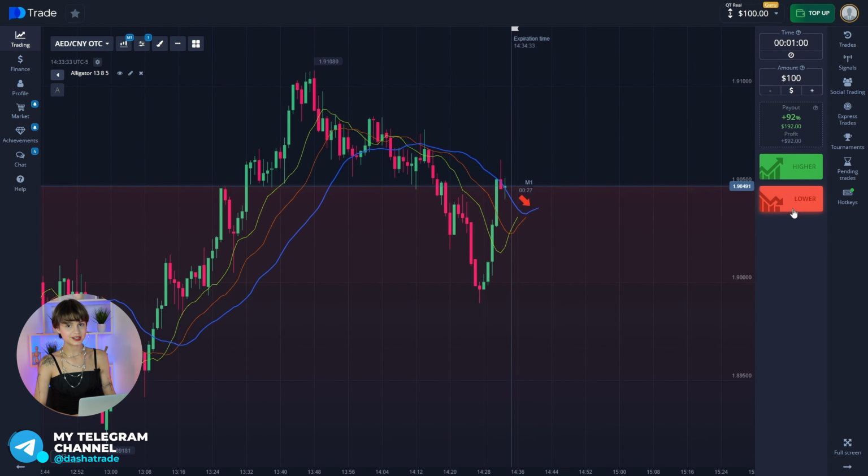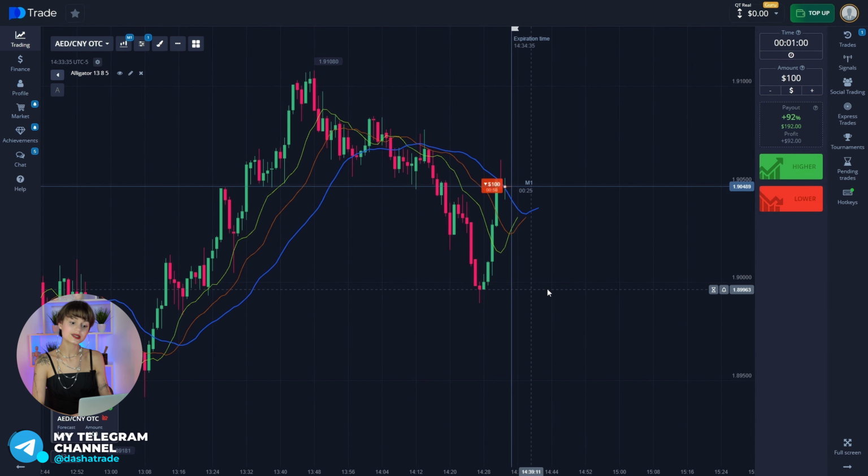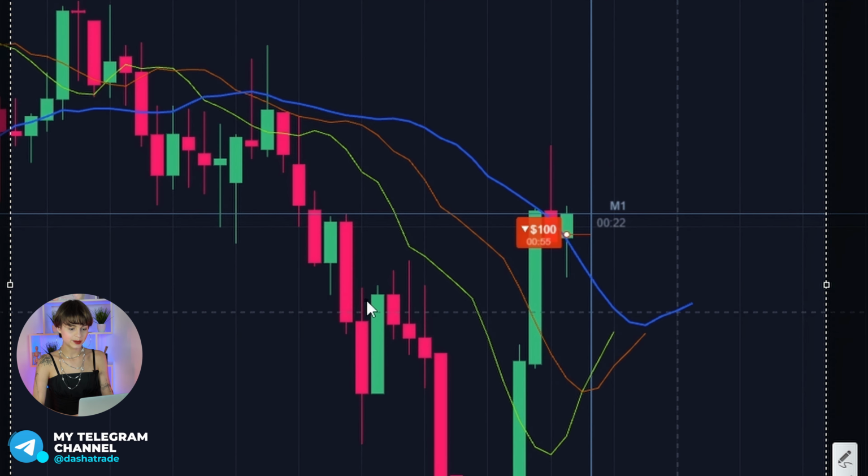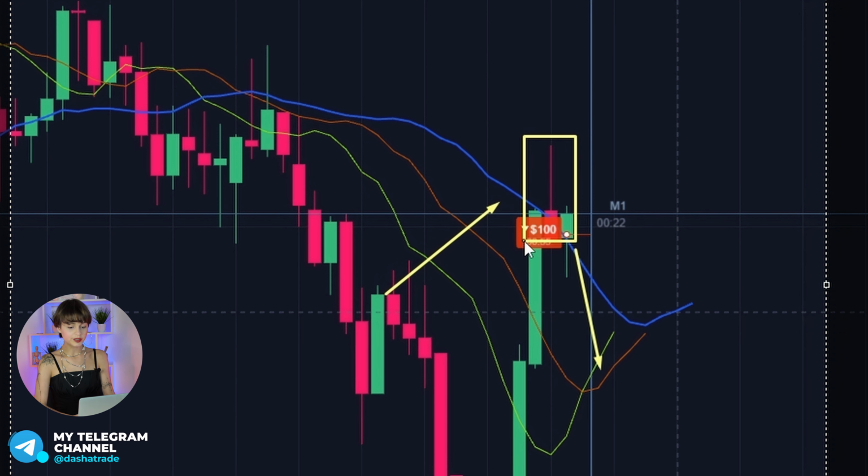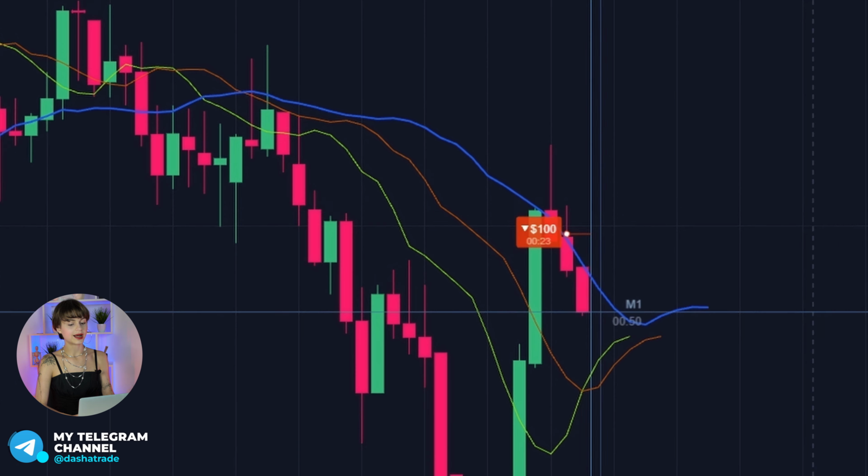So, found the first case, I open a deal with lower. We see the price reached the blue line, which serves us as a level of resistance. And this is why I enter a deal with lower. Besides, we observe a candle with a small body and big shadow at the top, which means the seller is in this area and they're going to push the price down.